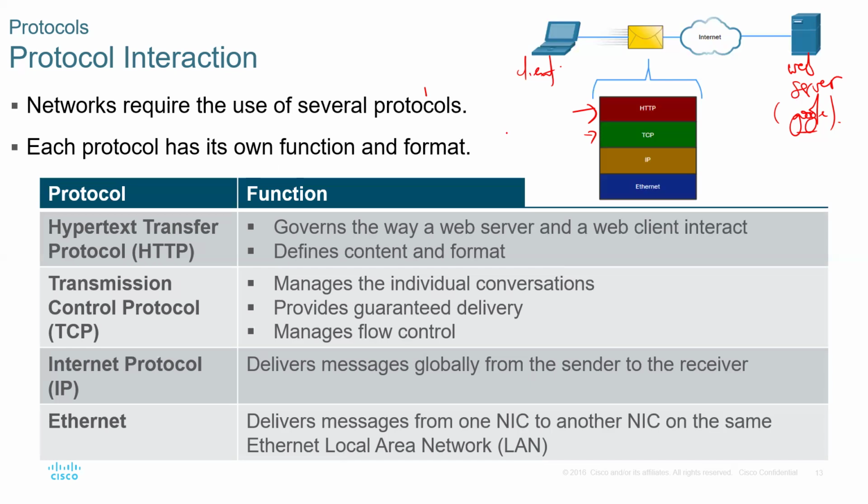Then from there, we have another protocol, Ethernet, which delivers messages from one NIC to another NIC on the same Ethernet local area network. So, knowing who the sender and receiver are, you need to send a message to the specific device. How does it get to that specific device? Most probably using the Ethernet line. It will reach the LAN via the Ethernet cable, then reach the PC. The rules which are responsible for communication in an Ethernet LAN are the Ethernet protocol.